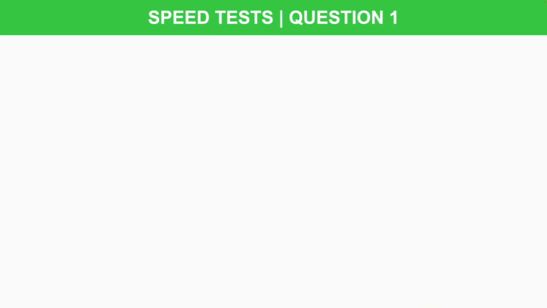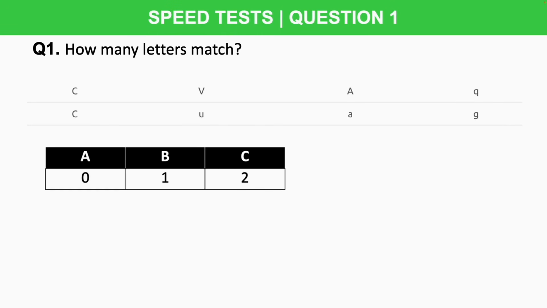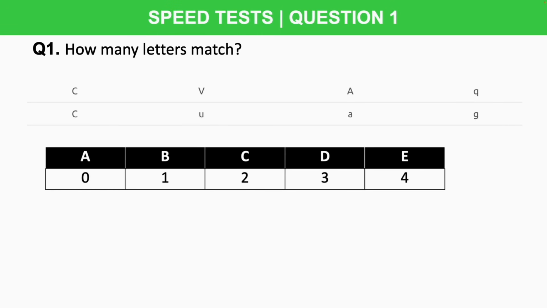So let's start the tutorial. One of the tests used in the Thomas GIA assessment is the Perceptual Speed Test. So here is the question: how many letters match? Your answer options are A 0, B 1, C 2, D 3 or E 4.